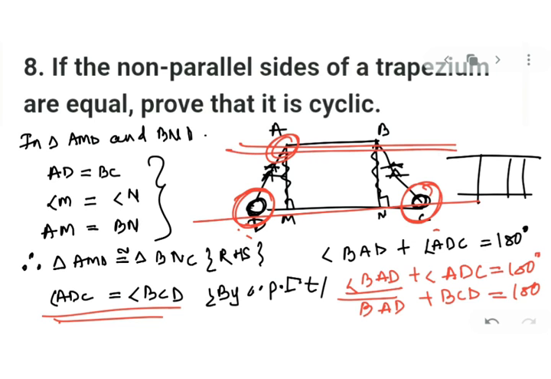That means these were the parallel lines given. So A plus D was equal to 180 because they are the co-interior angles. But instead of D, I wrote C because I have just now by congruency test proved, by CPCT, that angle D and C are equal. So instead of D, I can use C. So A plus C is equal to 180. So I got the opposite angles to be supplementary, and once I got that, I can say this is a cyclic quadrilateral.